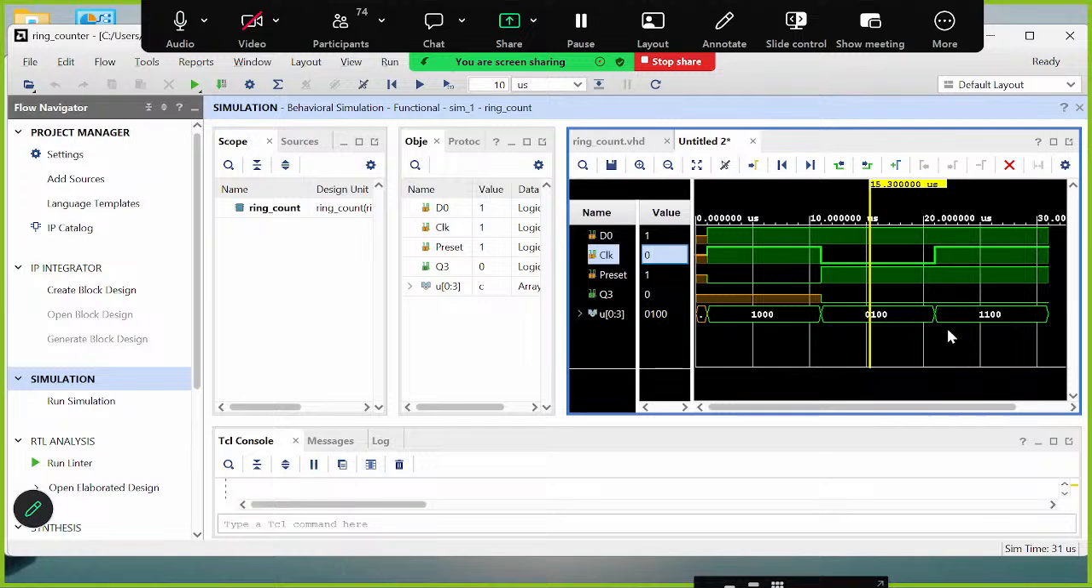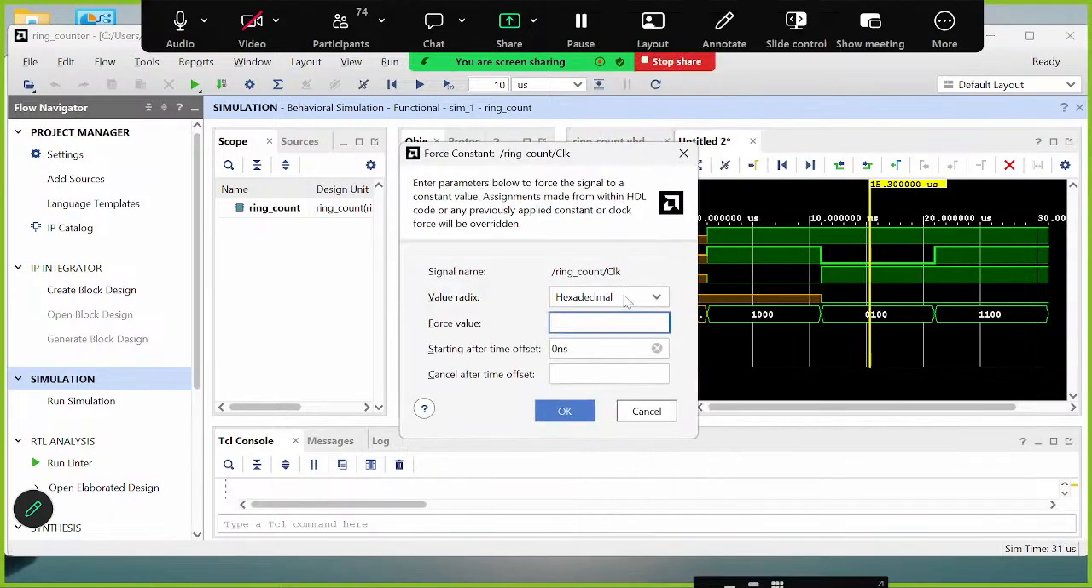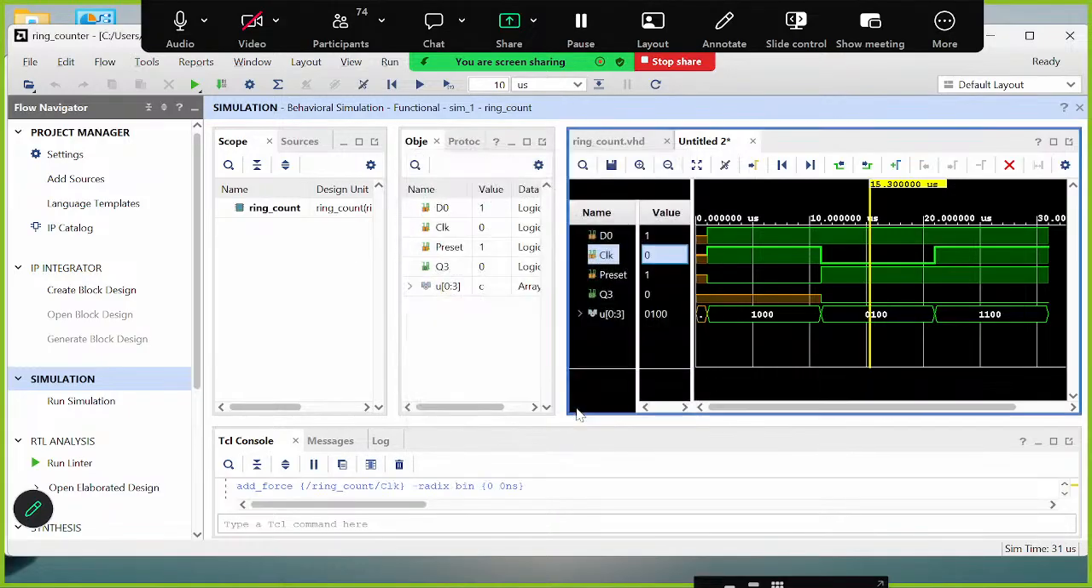It is updating at positive edge of the clock also. Let's see why it is happening. There should not be any change over here. It should remain same. But there is a change.